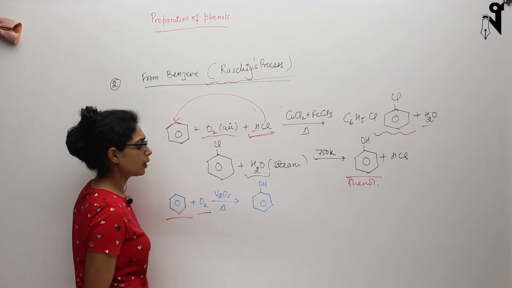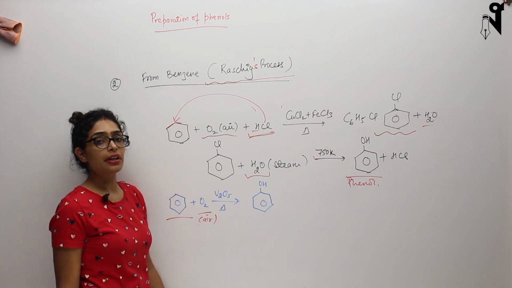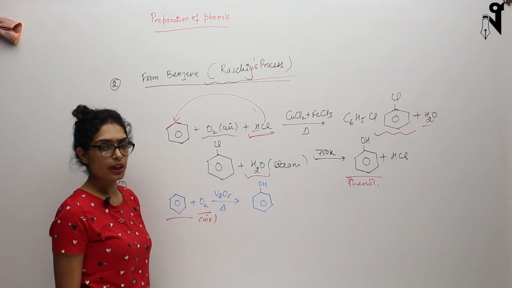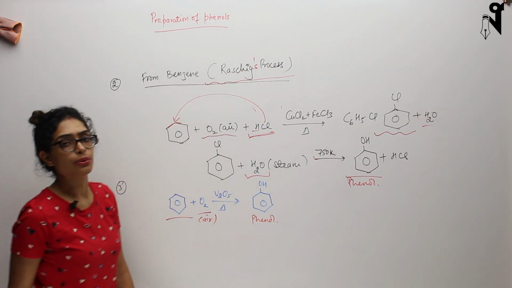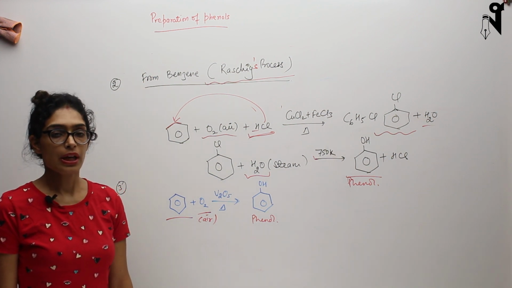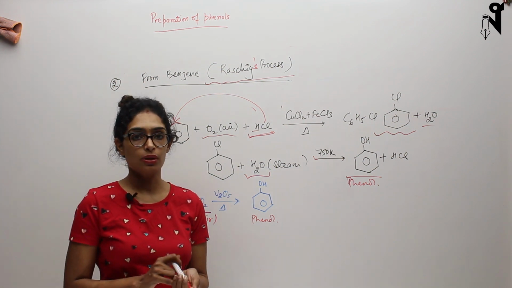So benzene will be reacted with oxygen in the air, and it will be heated at a very high temperature, closer to 800, 900, and then in the presence of vanadium oxide, it will directly get converted into phenol. So you can use any of these three methods to prepare phenol on a larger scale. Okay, here we are done with the preparation of phenols. Next we will be doing chemical properties and physical properties of phenol.